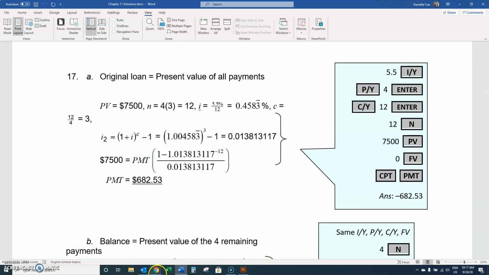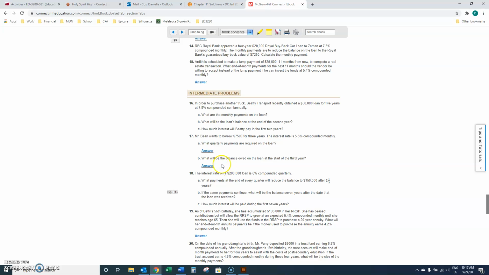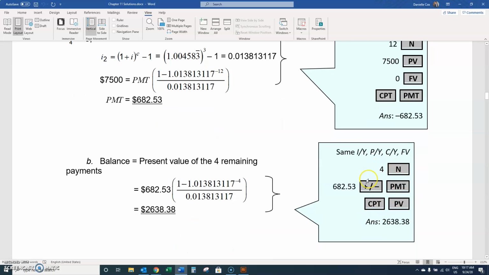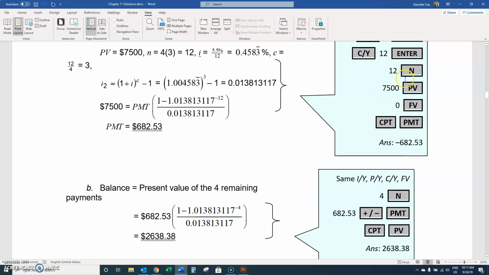Now the question asks, what will be the balance owed on the loan at the start of the third year? Well, to figure out that, pretty much all of our information up here remains the same, other than the number of payments that are left. It's 4 payments a year, so with 1 year left, because it's 3 years, and quarterly payments, and at the start of the last year, there'll be 4 payments left. So N is 4.